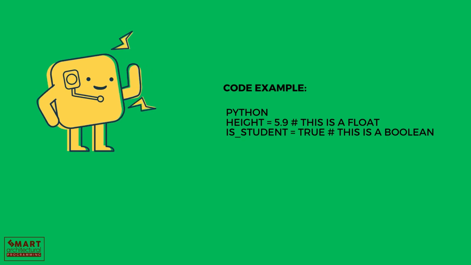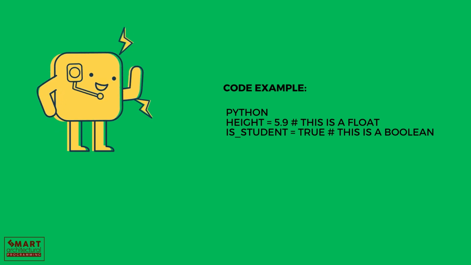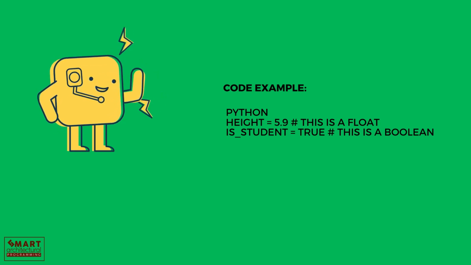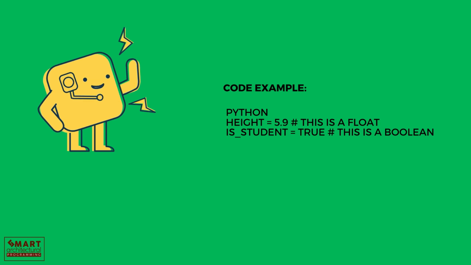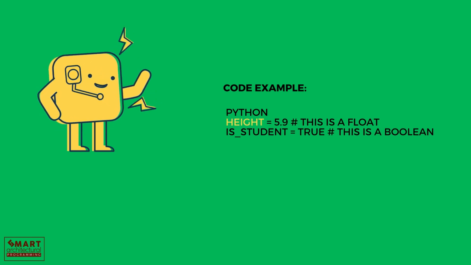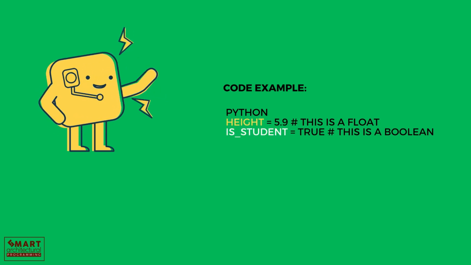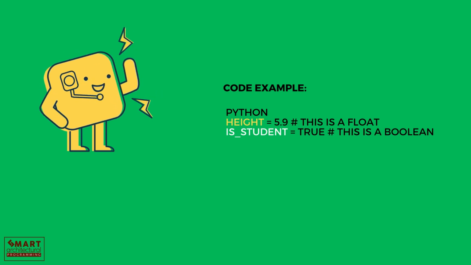Python: height = 5.9 # this is a float. is_student = True # this is a boolean. Variables can hold different types of data. Height is a floating point number, and is_student is a boolean value, which means it can be either true or false.